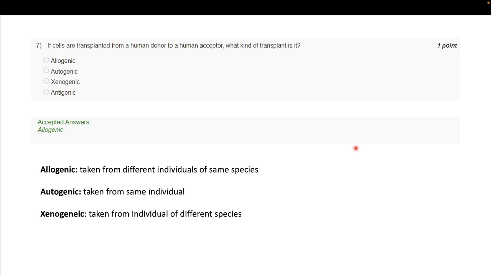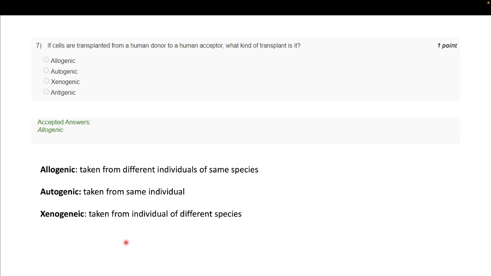So there are different terms for this transfer that takes place between different species. Allogenic is taken from different individuals of the same species, which means any transplant happening from a human donor to a human acceptor. Autogenic is taken from the same individual. This happens in case of stem cell therapy, where the doctor will isolate stem cells from the same patient, engineer it for some particular application, and then implant it back into the same individual. So this is known as autogenic.